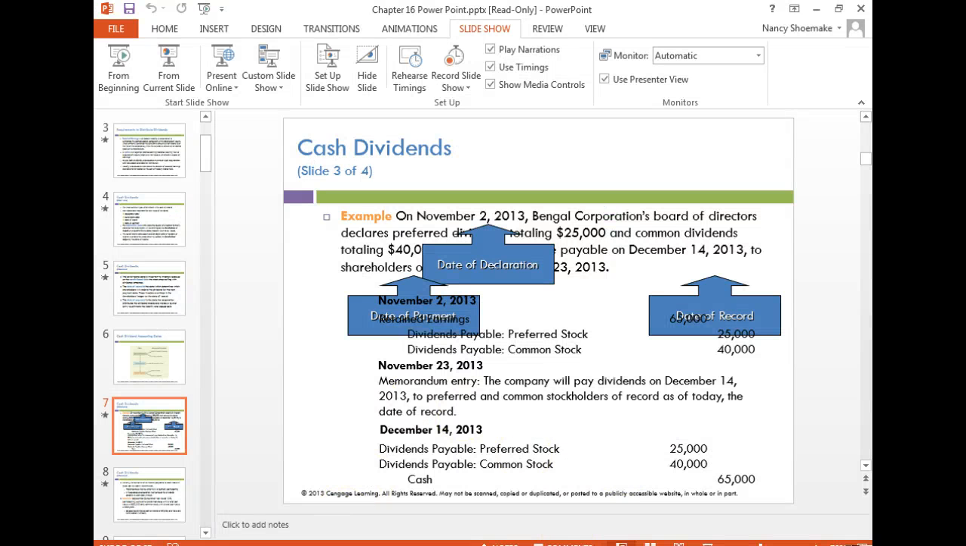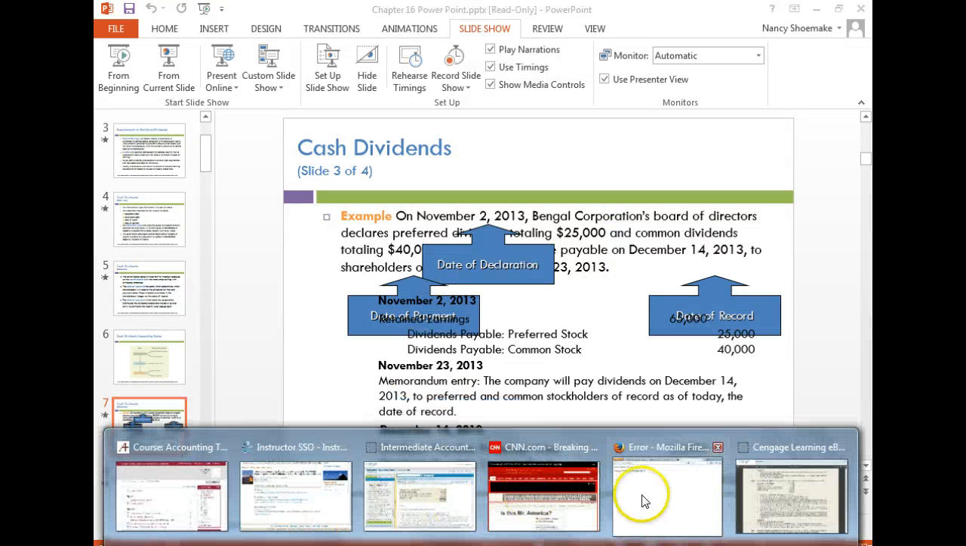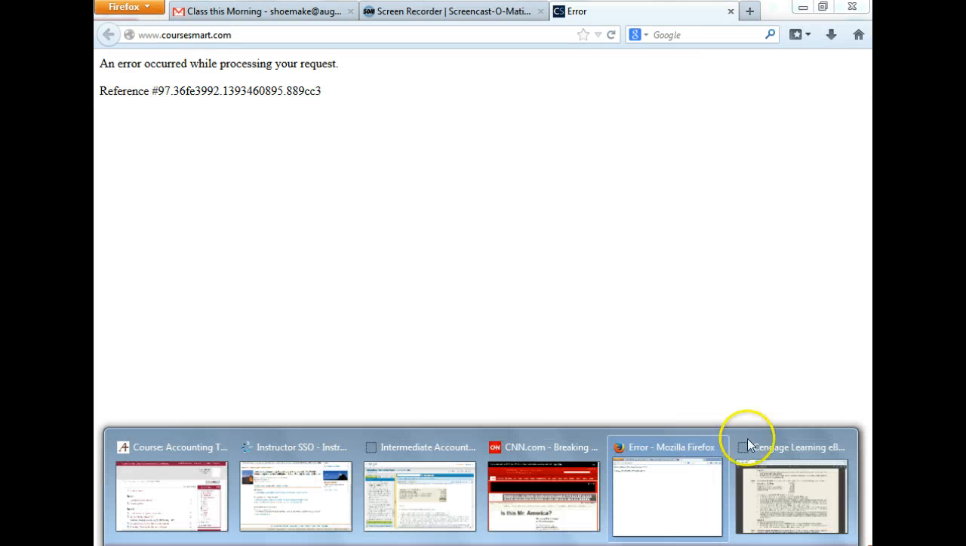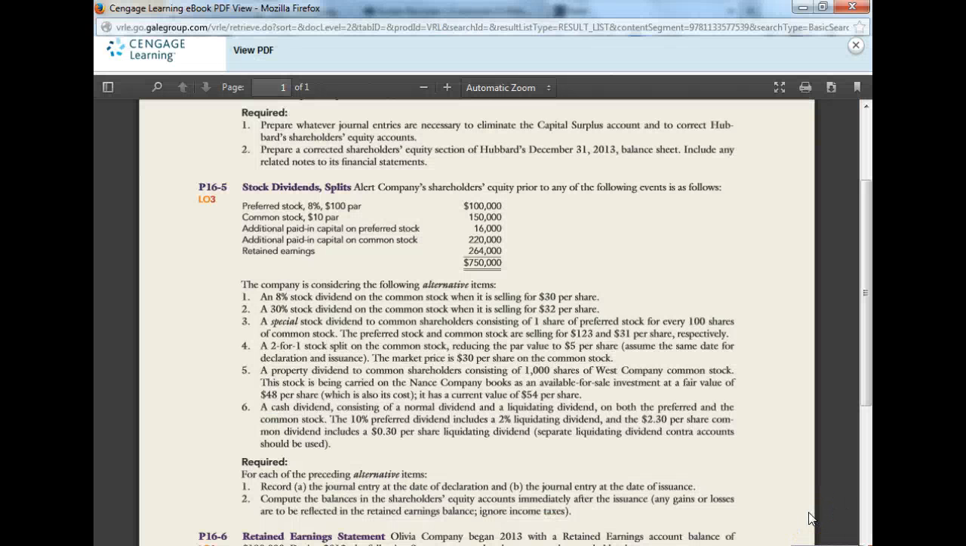Okay, so as far as the problem, 16.5 is where we're going to start. For this problem, we're talking about stock dividends. Alert companies' shareholders' equity prior to any of the following events are as follows.